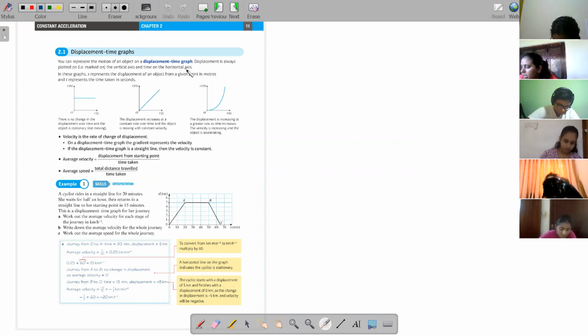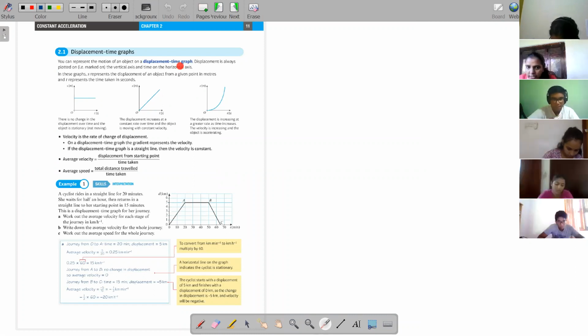First of all, before I go on with displacement time graphs, I think you may have a previous idea about displacement time graphs from your O levels, right? Anyway, I will give you a quick introduction about displacement time graphs.